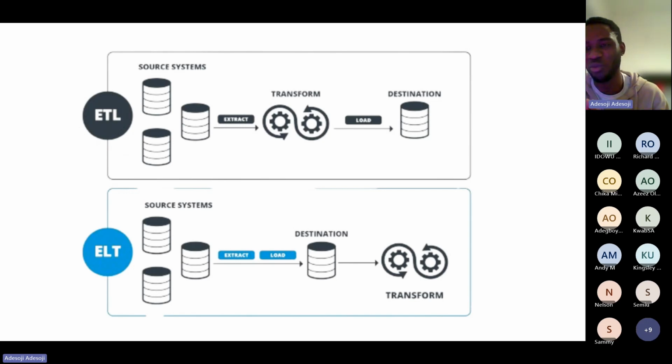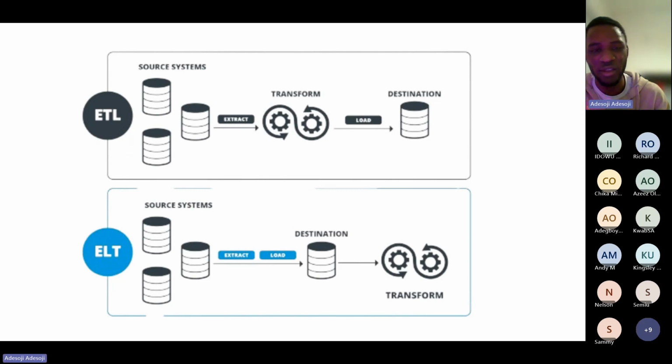And this is usually applicable where resources are a constraint, in terms of storage and in terms of compute. You want to have only what you need in your destination. You don't want to load everything to your destination before you start refining it, right?